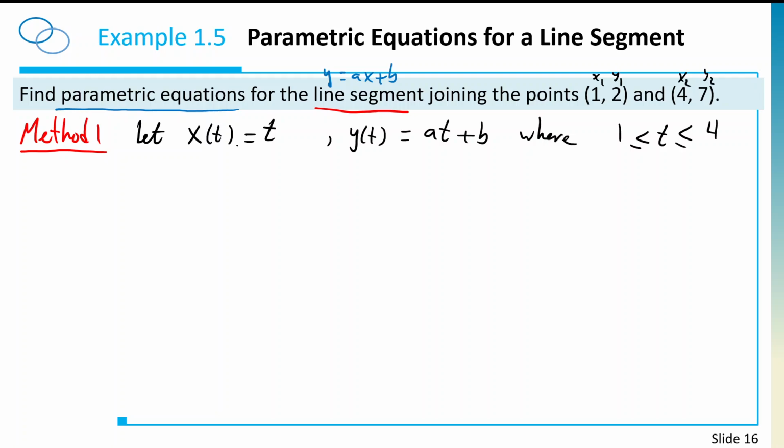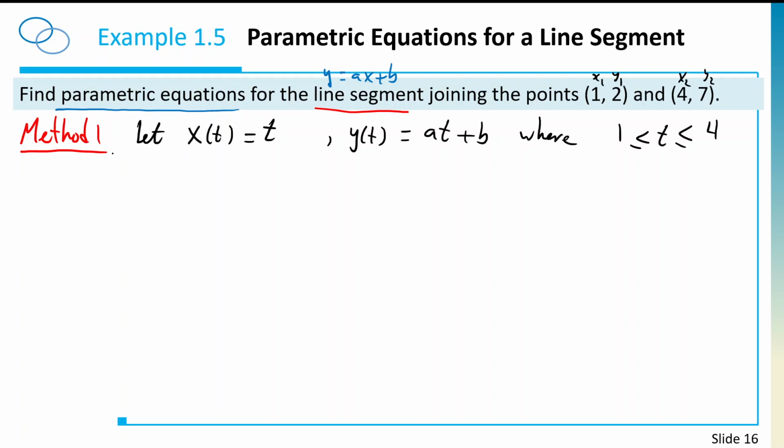I assume that x is equal to the parameter t. So y, since it's a line segment, is a linear equation, I called it at plus b. And I define t from 1 to 4. How did I get this 1 to 4? Because t is x, and x changes from 1 to 4. So I let t be restricted to the domain from 1 to 4. Now the only task left for us is to find the values for a and b. How can we find the values for a and b?